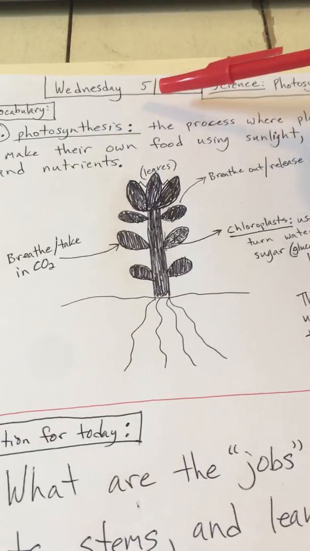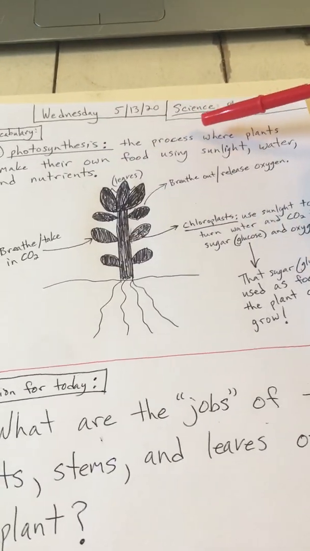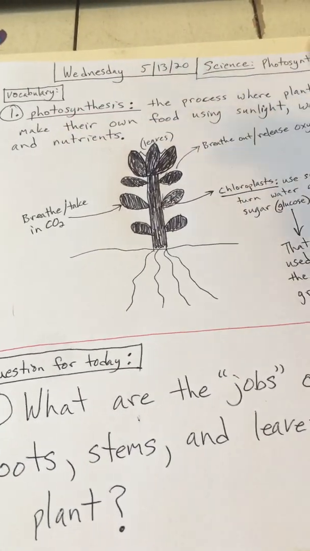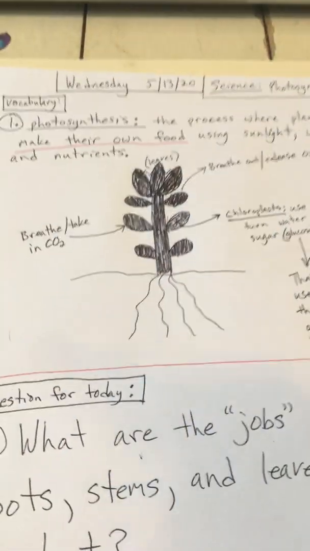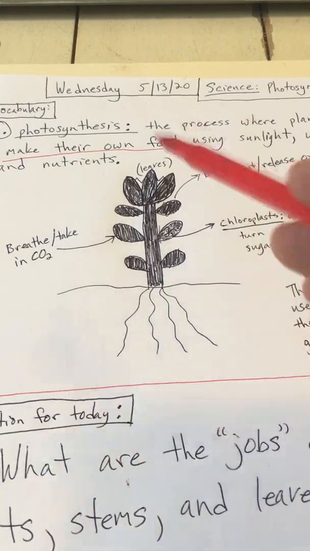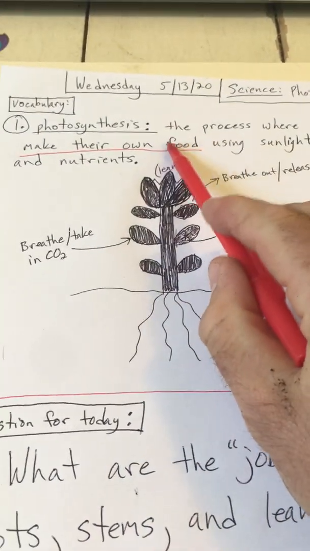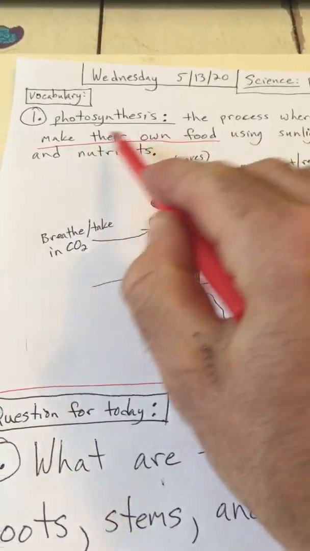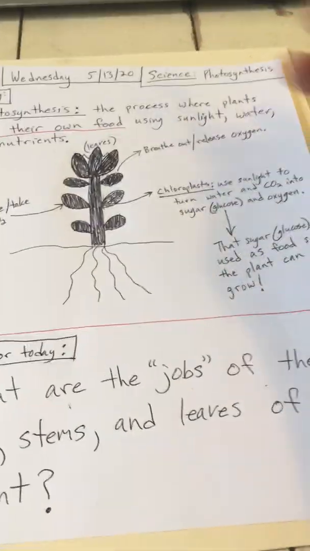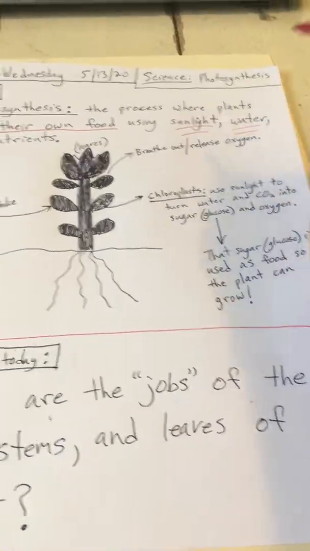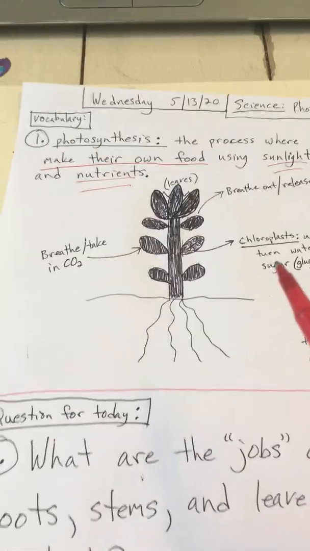Okay, so today's date, photosynthesis. Here's the vocabulary. Photosynthesis is the process where plants make their own food. So that's key. Plants, of course, they're producers. They produce their own food. They don't actually go eating things, right? Like a consumer would. They produce their own food. So they actually make their own food using sunlight, water, and nutrients. They need these 3 things: sunlight, water, and nutrients from the ground, nutrients from the soil.